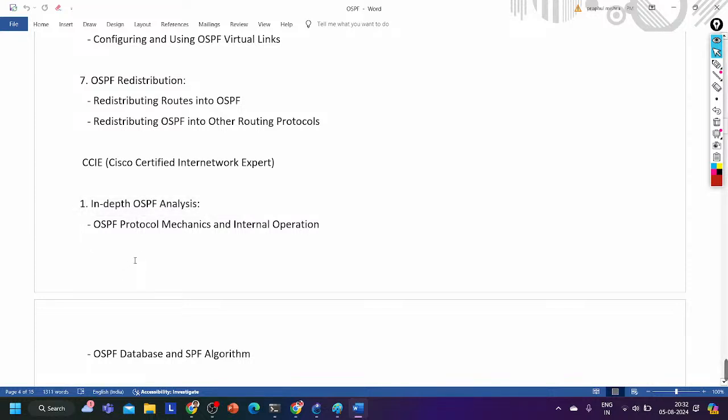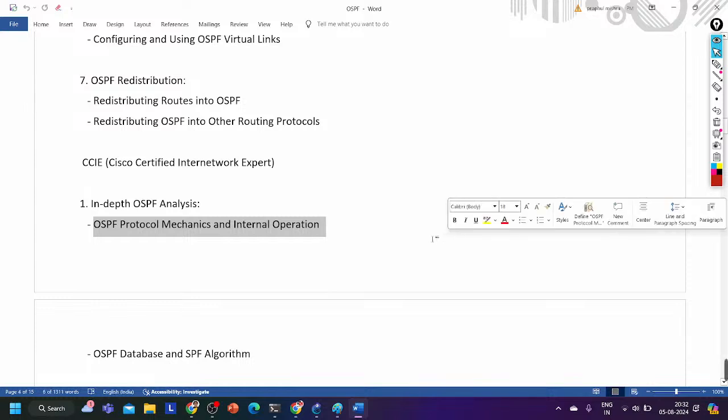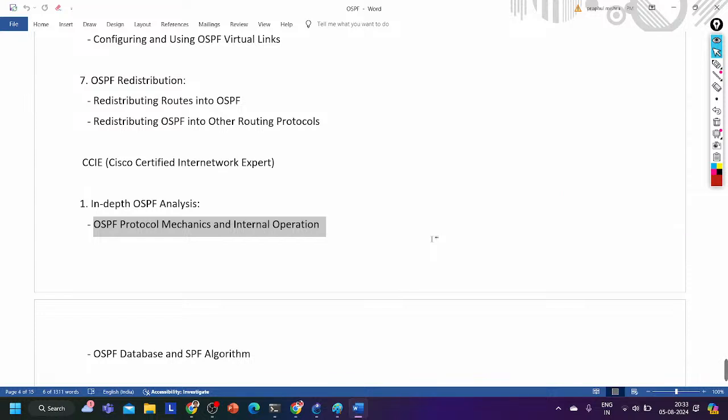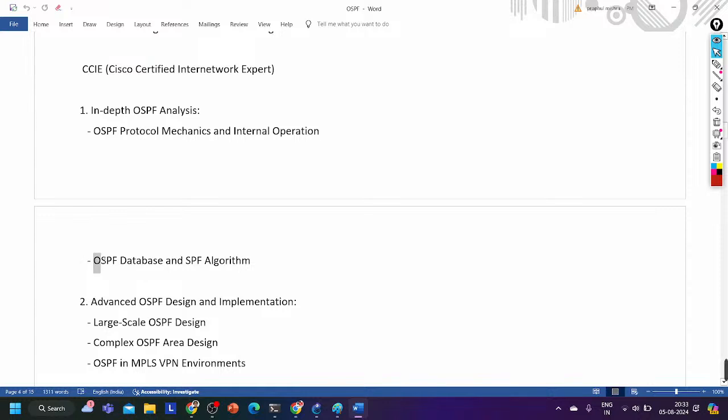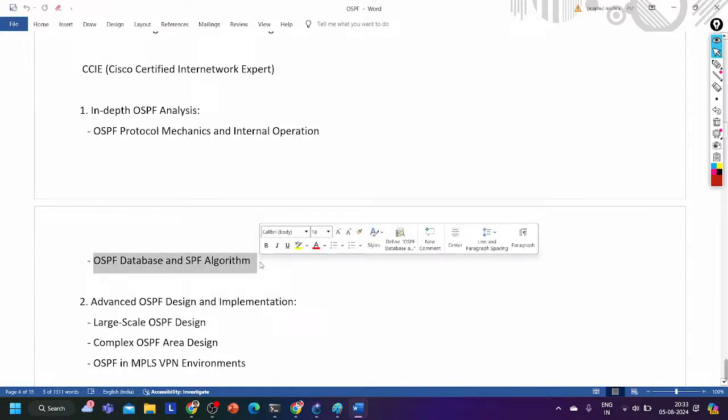According to your requirement, you can understand which routing protocol is going to be best for my network, right? So now we have some in-depth concepts of OSPF, like the OSPF protocol mechanism and internal operation. OSPF is a protocol, like an operating system. So we are going to learn this operating system. You can assume OSPF is an operating system and see how it works. Then detailed information of the OSPF database and SPF algorithm.